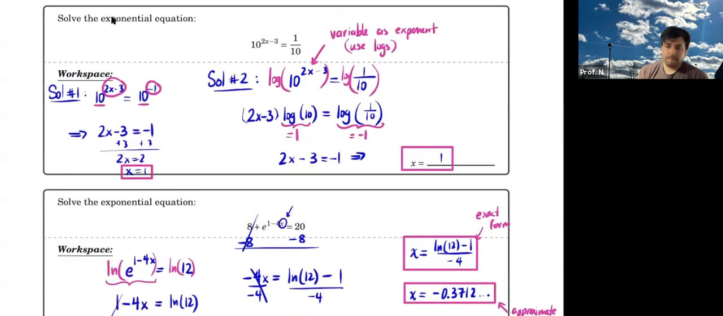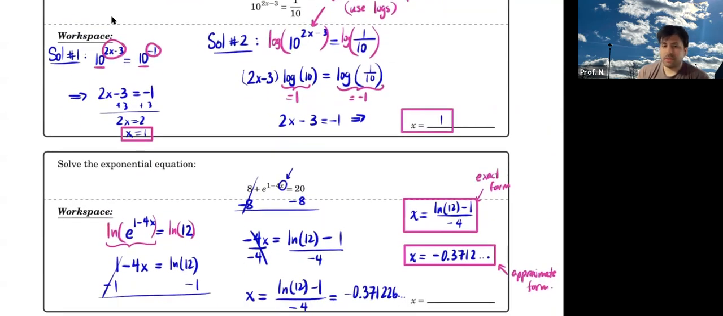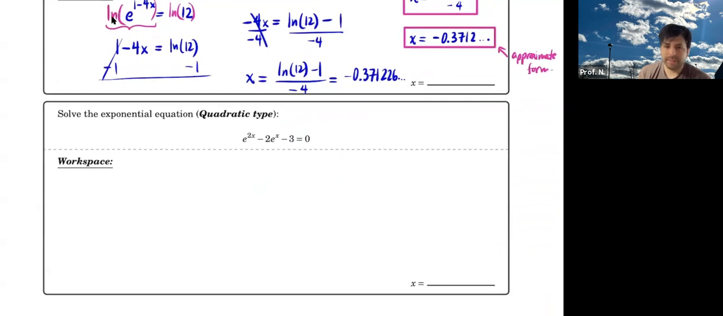All right. So we're learning how to apply logs now to equations to solve. Now look at the next one here. The next one here is a quadratic kind of equation. We have e to the 2x minus 2 times e to the x minus 3. Now look at this. I can rewrite e to the 2x as e to the x squared, minus 2e to the x, minus 3 equals 0. What do I notice? e to the x is being squared, and I also had just e to the x by itself. So this is where we use a substitution.